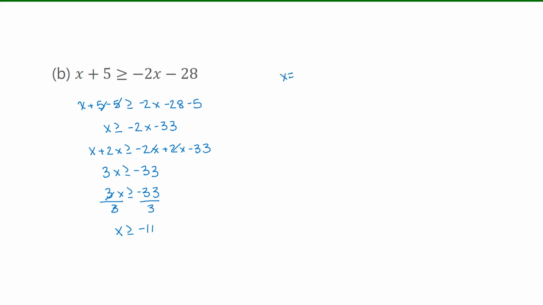Now, I'm going to pick 0 once again as a possible solution here, as that is greater than or equal to negative 11. So I'll plug in 0 on the left and 0 on the right. So 0 plus 5 is 5. And on the right I get 0 minus 28, which is negative 28. Now 5 is greater than or equal to negative 28, so we verify that 0 is part of the solution.